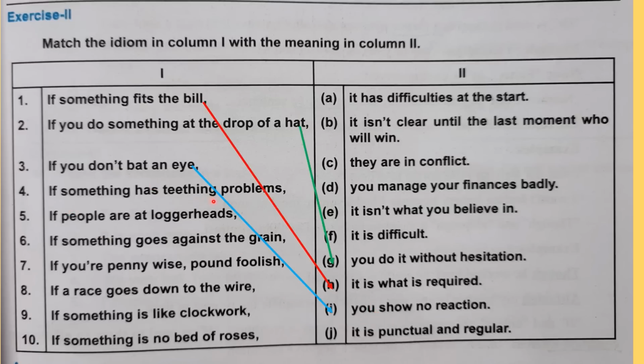If something has teething problems, it means it has difficulties at the start. If people are at loggerheads, that means they are in conflict. If something goes against the grain, means it isn't what you believe in. If you are penny wise, pound foolish, that means you manage your finances very badly.